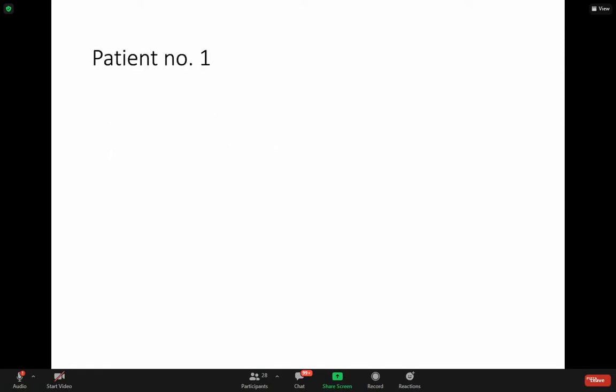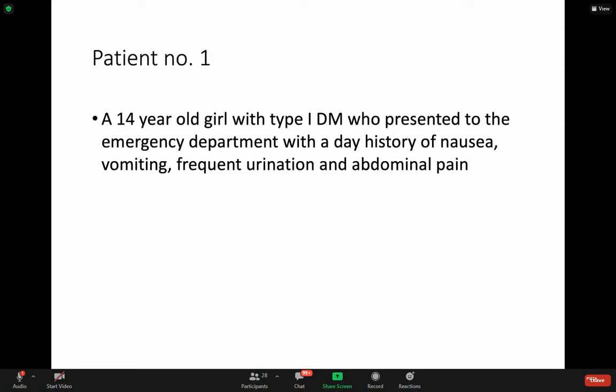طيب ناخذ examples عشان تتضح الأمثلة هذه. 14-year-old lady who presented with diabetes, who presented to the emergency department with a day of history of nausea, vomiting, frequent urination and abdominal pain. So, من الhistory, what do you think this patient might have?